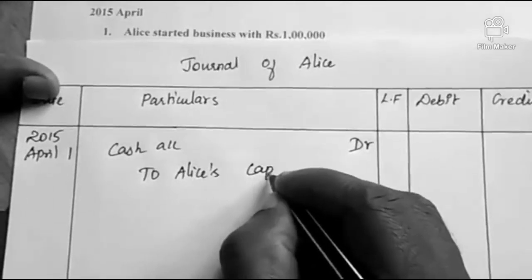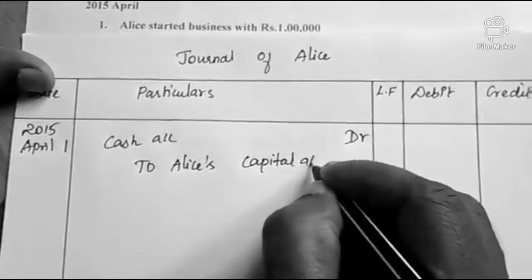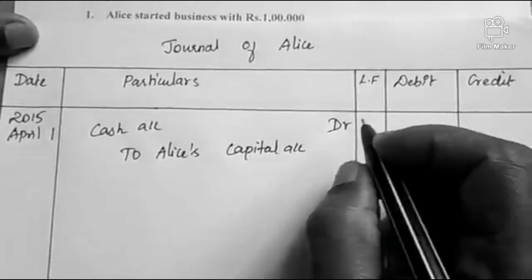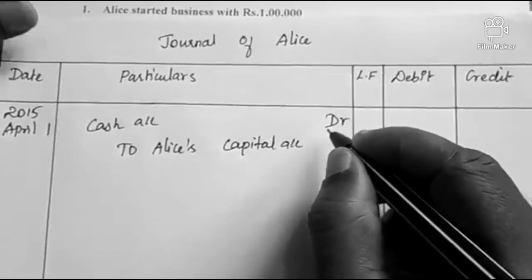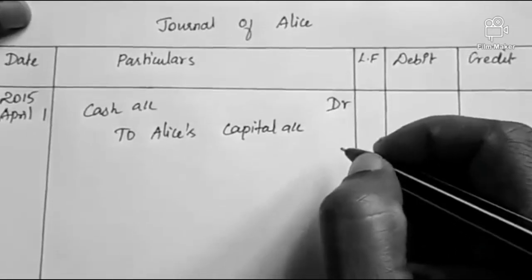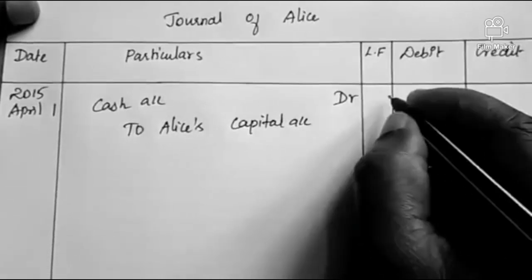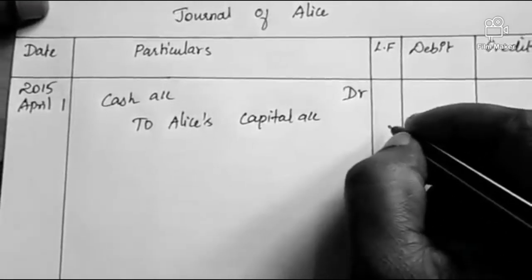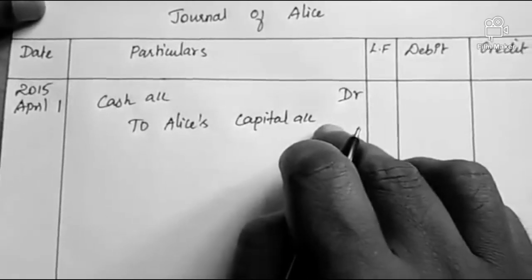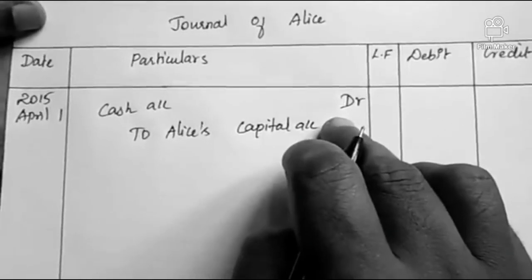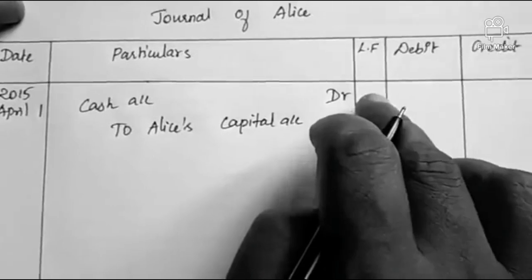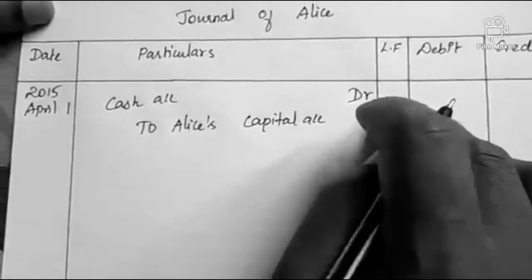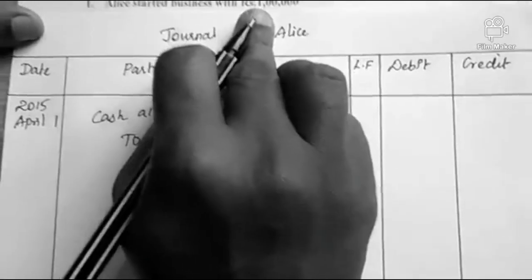Alice capital account. Ledger folio means after making the journal, you need to transfer or post each and every item in the ledger. You can refer to the ledger number or page number in this column, but initially you need not write anything. Only after making the journal entry do we post the transaction into the ledger. At that time you can write the page number or reference number for each transaction. So how much amount? 1 lakh rupees.